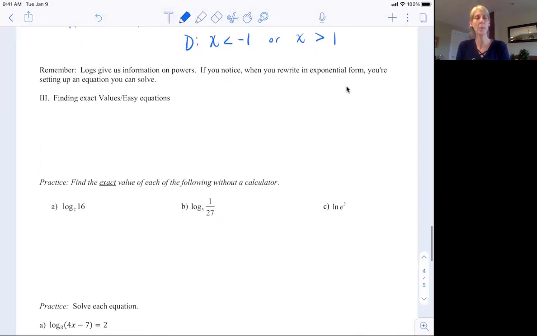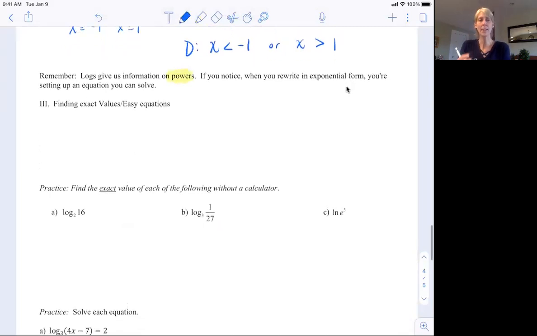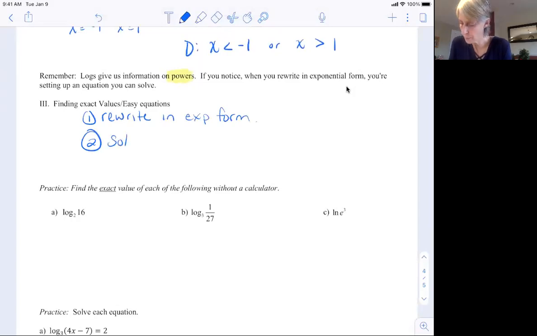All right, now let's remember, log gives us information on powers. That's the most important thing to remember. So if you notice, when you rewrite in exponential form, you're setting up an equation you can solve. So whenever we see either finding exact values or easy types of equations, basically, we want to rewrite it in exponential form, especially when we're not using a calculator. And then we're going to solve and check.